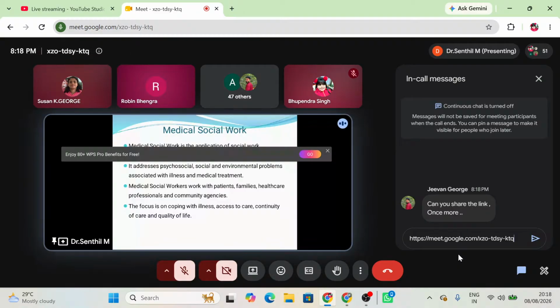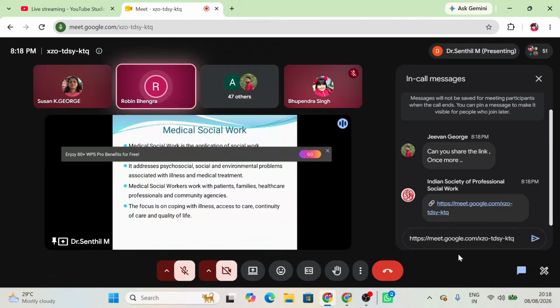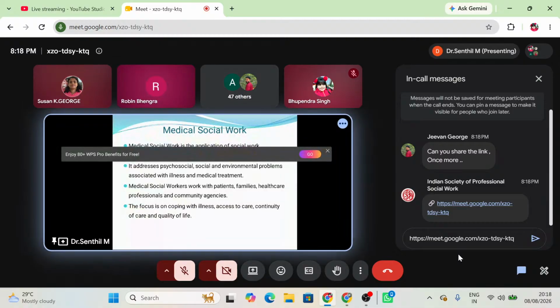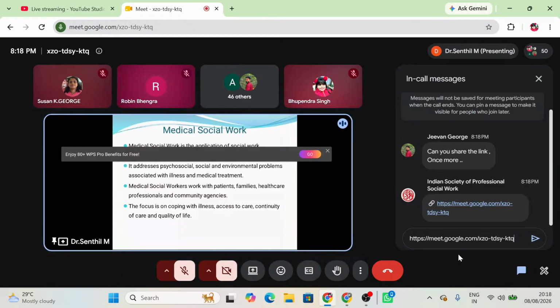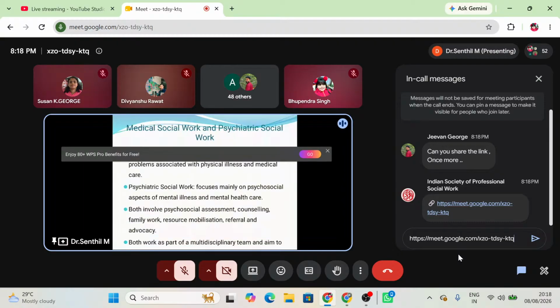For example, a patient may have a serious illness, but may also have financial difficulties and lack of family support. The family may not support the person. They may have difficulty arranging follow-up care. Here the medical social worker helps identify these problems and connects the patients with appropriate resources and services. So this is the meaning of medical social work and the role of the medical social worker. To discuss in detail, I'll move to the next slide.